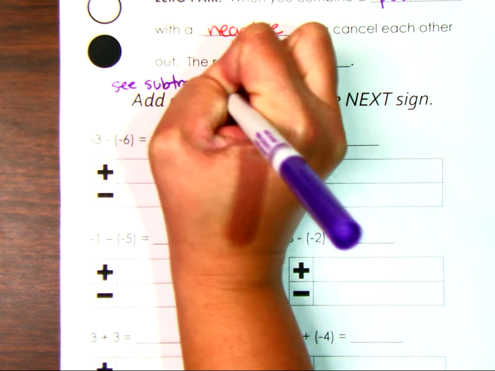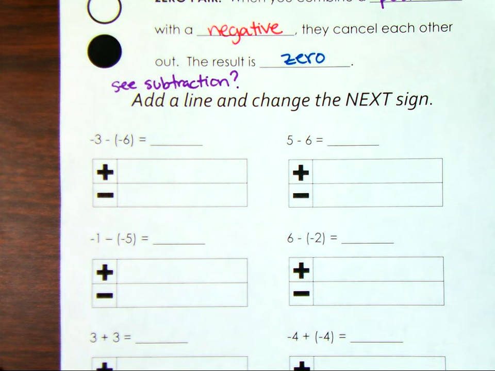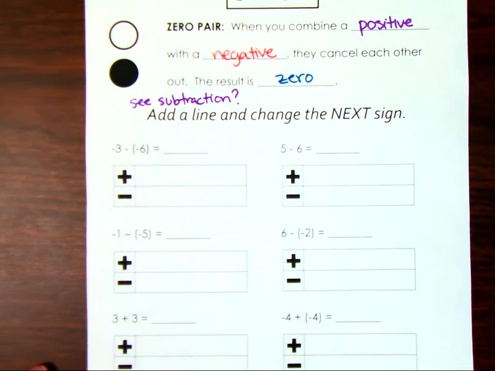Now remember, like we talked about with subtraction, if you see subtraction, we need to rewrite the problem. Add a line and change the next sign. So let's go ahead and look at a couple of examples to help us out.